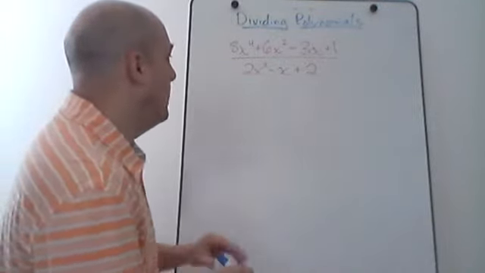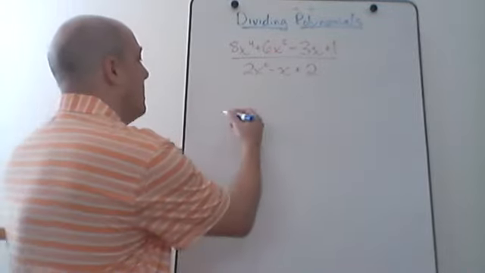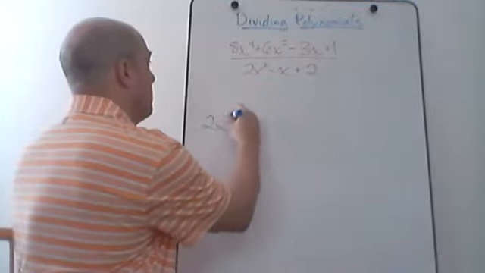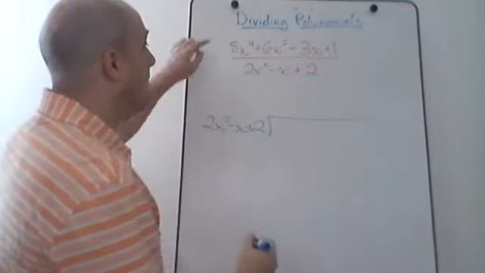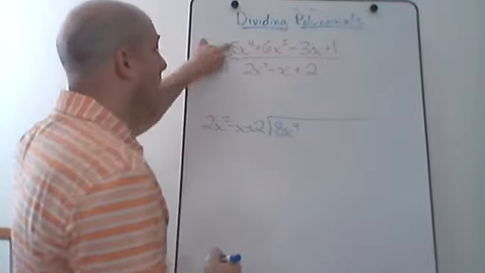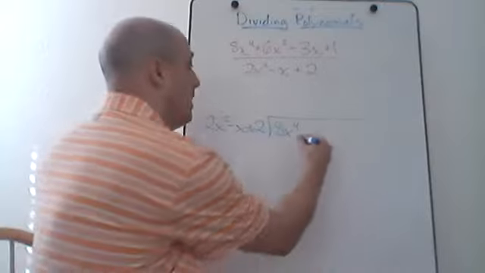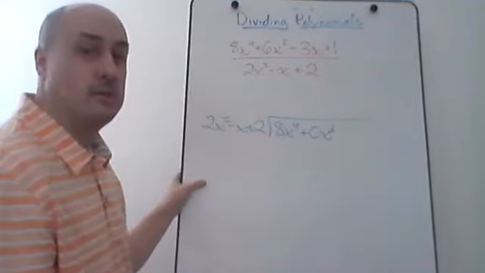Right, so I take my divisor here, the thing I'm dividing by, so that's going to be the 2x squared minus x plus 2, right? I write that outside of the division house. And then on the inside, I put this polynomial that's in the numerator, 8x to the fourth. Now, I don't have that x to the third term, but I need to include an x to the third here, so I write plus 0x to the third, right?